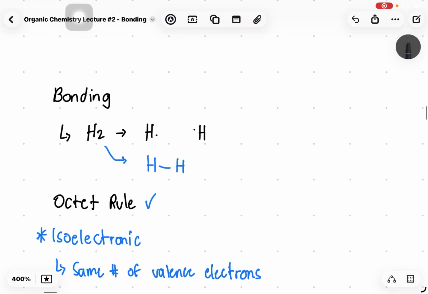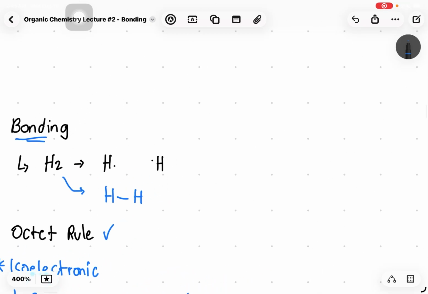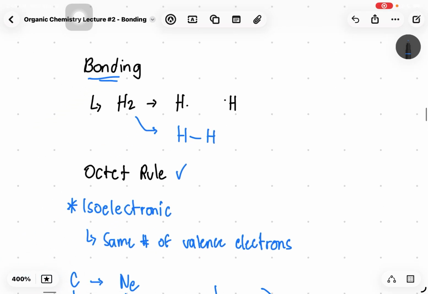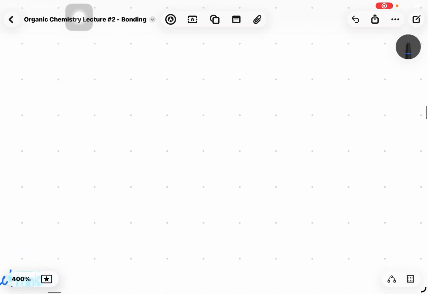Now let's go back to the concept of bonding. In bonding, atoms can gain, lose, or share electrons depending on the situation to, like I said earlier, have the same number of electrons as the nearest noble gas in the same period. So what types of bonding are there? So for our first type of bonding, we have ionic bonding.